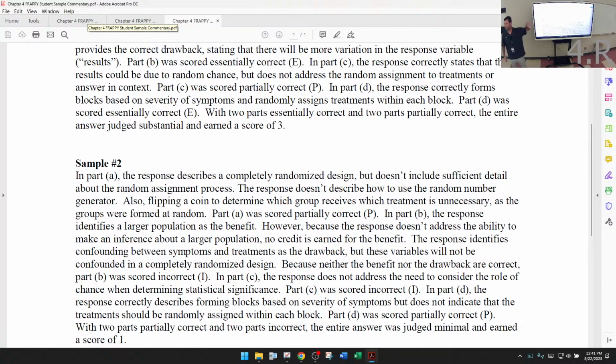So both of those got a P. Everybody okay?